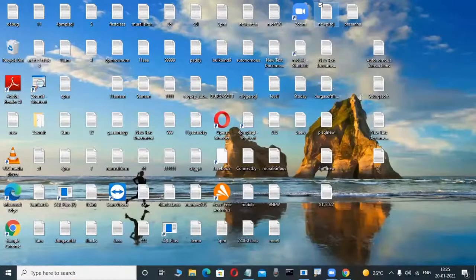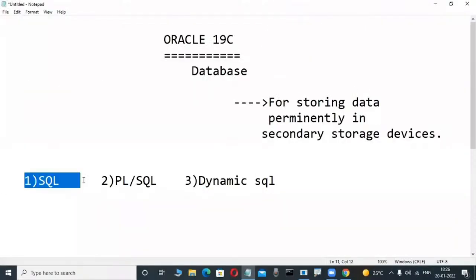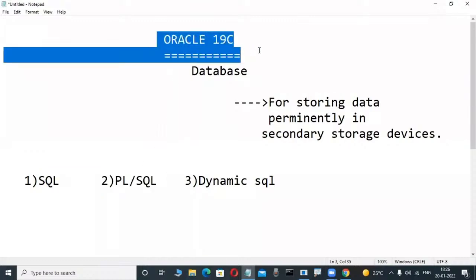Don't worry. That's why we learn the SQL language first. After that, once you have some knowledge, then you learn PLSQL. Through these two languages, we are operating this Oracle software. And now check it out.